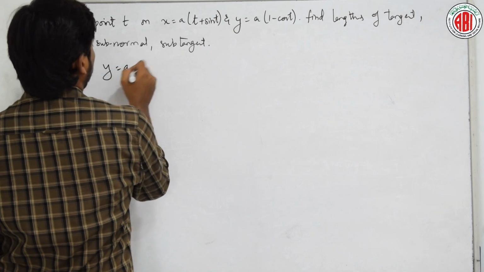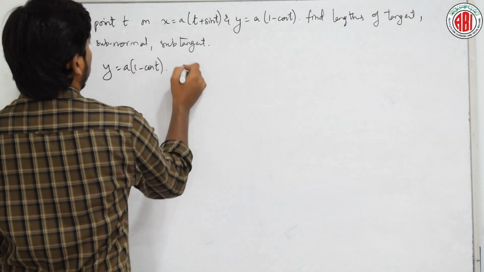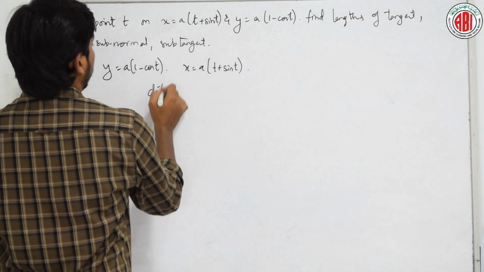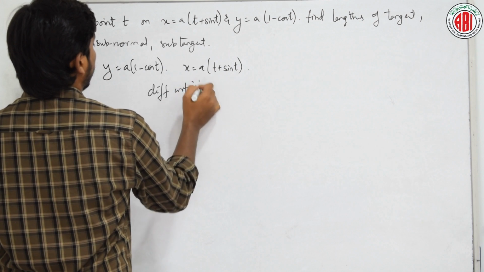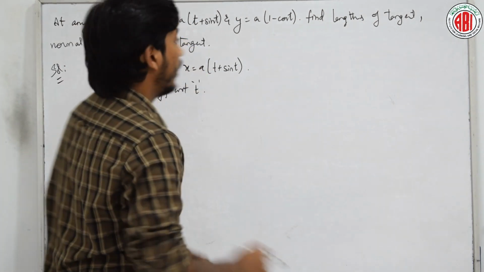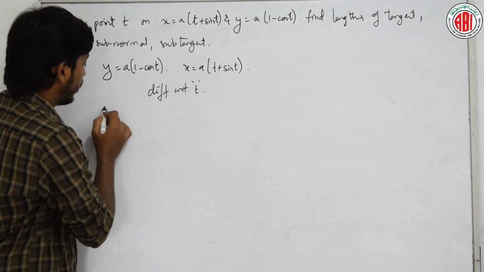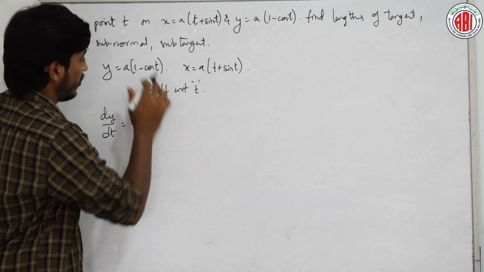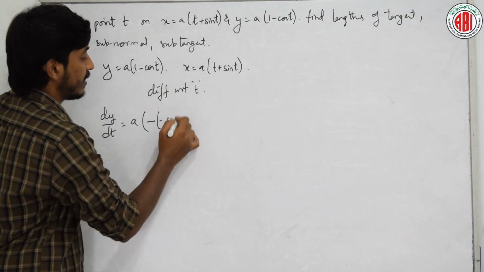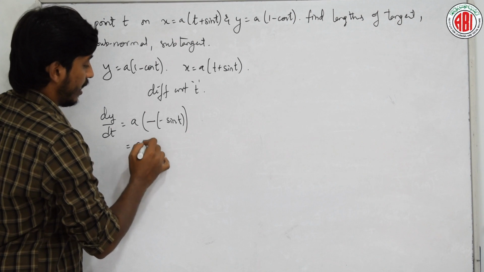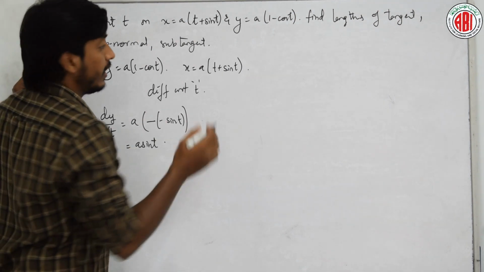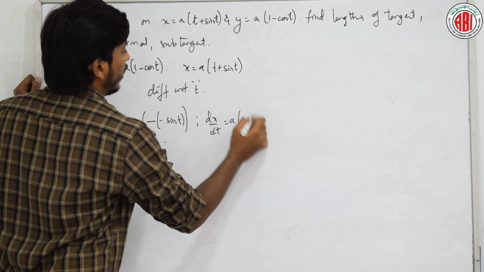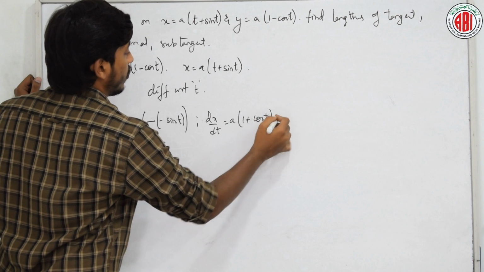Take y is equal to a into 1 minus cos t and x is equal to a into t plus sin t. Differentiate with respect to t. Clear? Now dy by dt is equal to a into, 1's differentiation is 0, cos t's differentiation is minus sin t, therefore this becomes a sin t. What about dx by dt? It is a into 1 plus cos t, since sin t's differentiation is cos t.